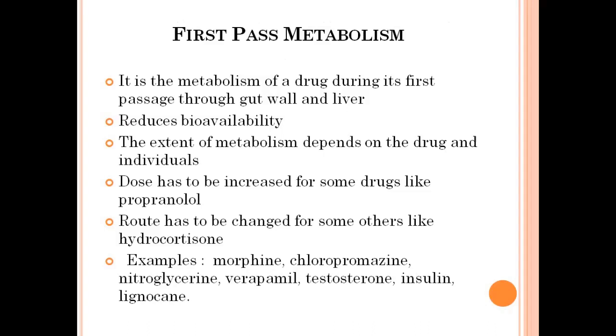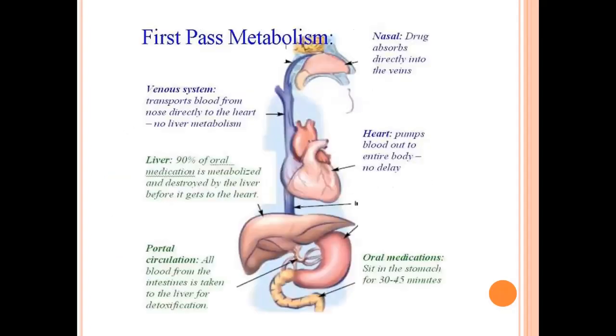Okay, some of the drugs which undergo first pass metabolism are morphine, chlorpromazine, nitroglycerin, verapamil, testosterone, insulin, and lidocaine. Okay, so what is first pass metabolism? It is the first metabolism of the drug which occurs at the first passage through the gut wall and the liver. Okay, so here is an image of the first pass metabolism.